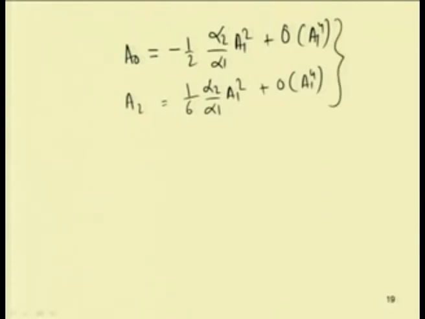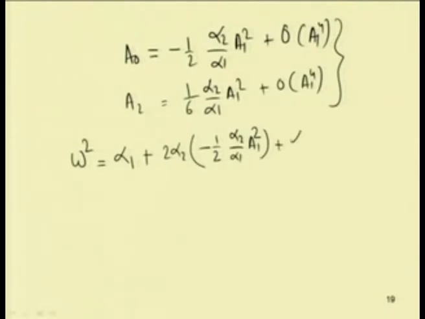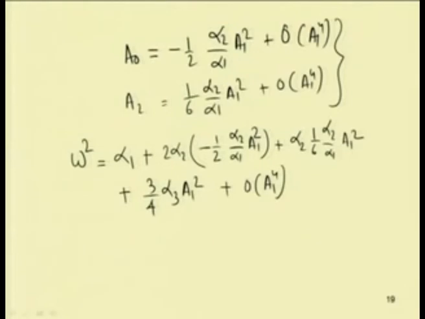So, after getting a0 and a2 in terms of a1, we can substitute them in the first equation and write omega square equal to alpha 1 plus 2 into alpha 2 into, for a0, minus half alpha 2 by alpha 1 a1 square, then plus alpha 2 into a2, that is 1 by 6 alpha 2 by alpha 1 a1 square, plus 3 by 4 alpha 3 a1 square, of the order of a1^4.